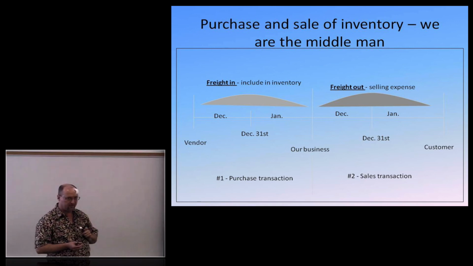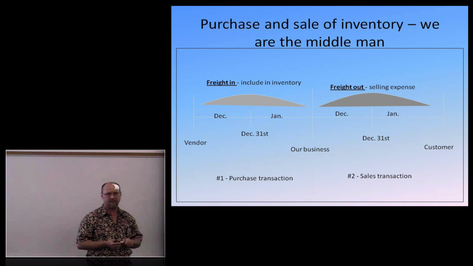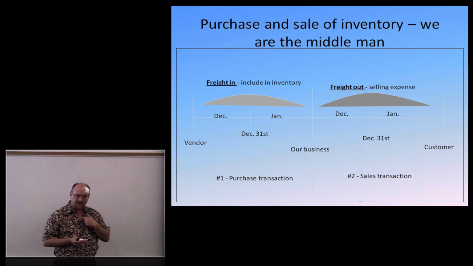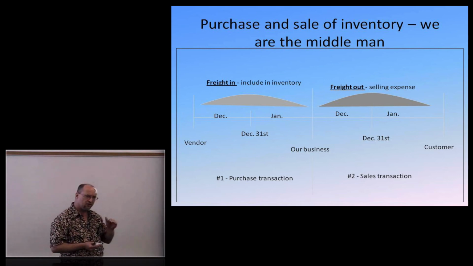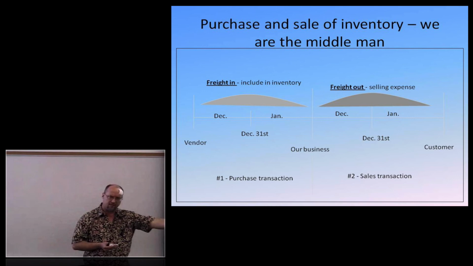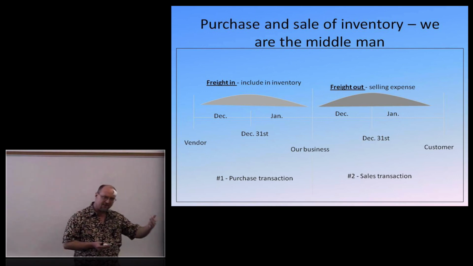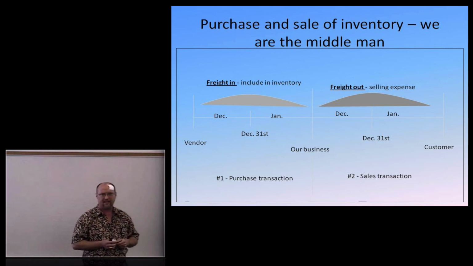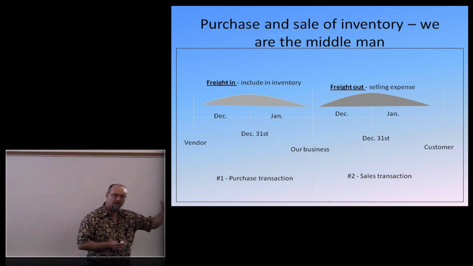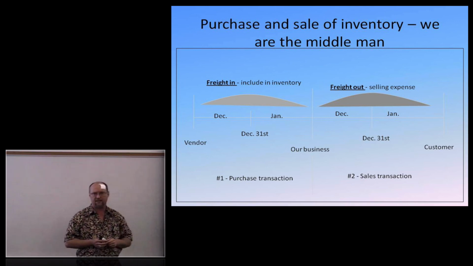Transaction 2, sales transaction, if the terms are FOB destination, then the seller pays shipping costs, that's us, right? We would call it freight out, selling expense, and we would own the inventory for the entire train ride to New York, which means December 31st, they're in Nebraska, we still own that inventory. It goes on our balance sheet, and we don't record the sale until it arrives in New York sometime in January, the following time period.